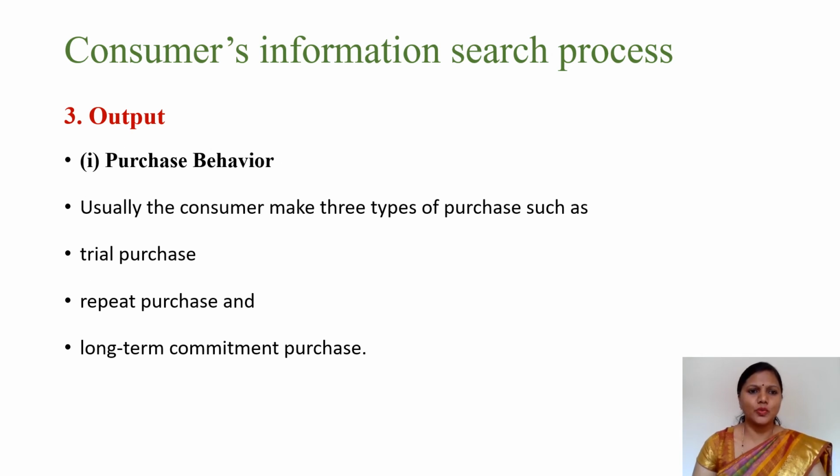Third step is output, that is the purchase behavior. Usually the consumer makes three types of purchases: trial purchase, repeat purchase and long-term commitment purchase. When the consumer purchases a new product, they usually purchase a smaller quantity, because if the consumer does not like the product, he can change the product. The product purchased might have to be thrown out, so the consumer goes for a product which is well established, which can be very useful for him.